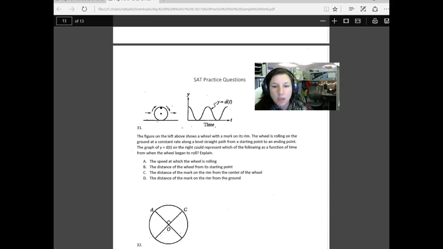You can think of our mark here as kind of unraveling, as if the wheel is unraveling as you turn it. So that's the one that fits best.